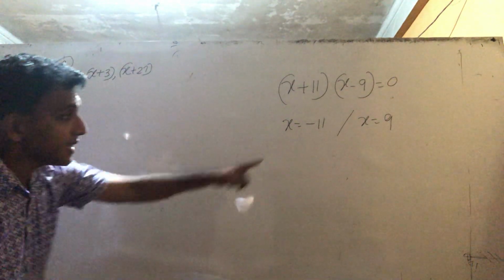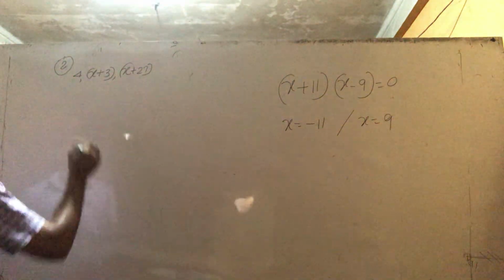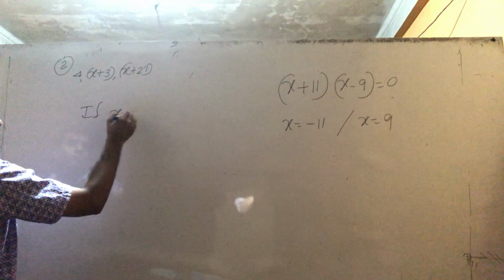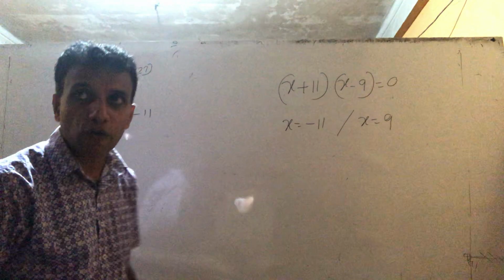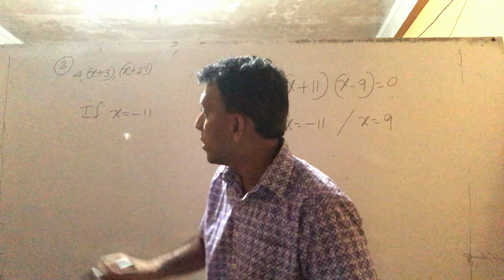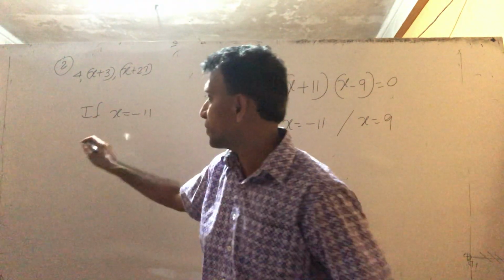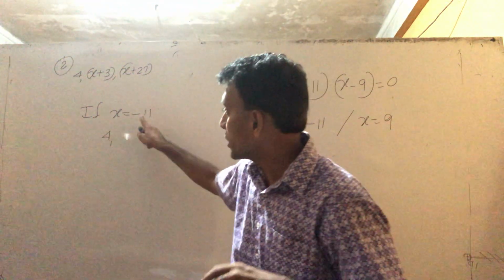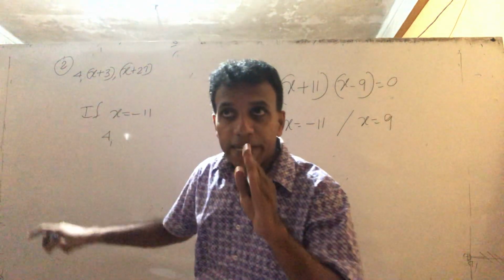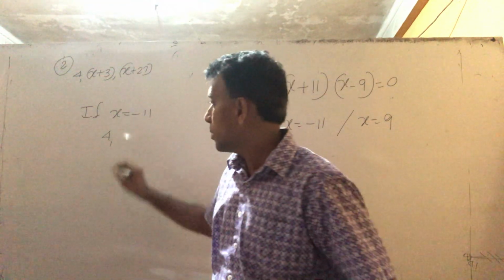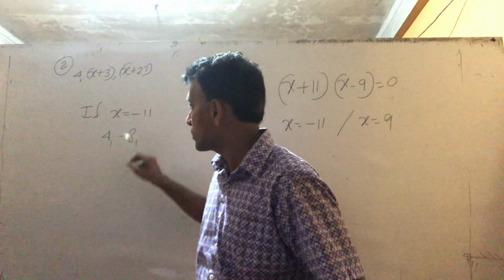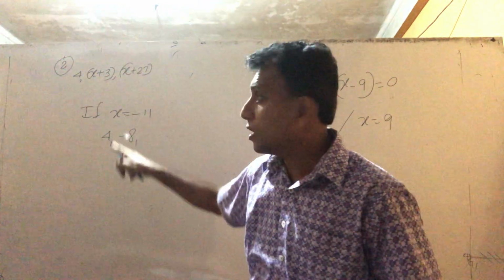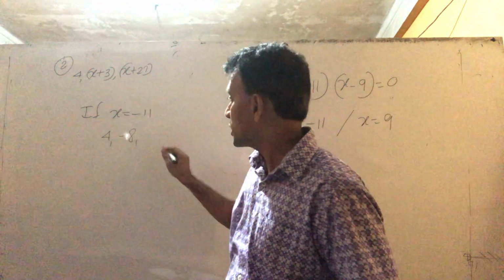Show if x equals minus 11. If x equals minus 11, write the 3 numbers first. The first number is 4. Both of the series start with 4. Then what is the other one? Put x as minus 11: minus 11 plus 3 is minus 8. Okay, the other one: minus 11 plus 27.